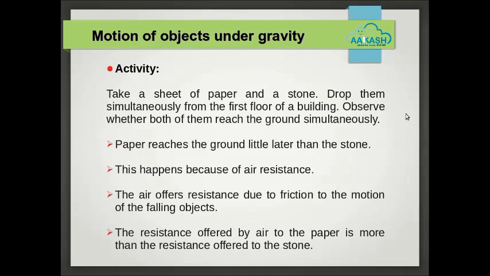For this, we'll perform the following activity. Take a sheet of paper and a stone and drop them simultaneously from the first floor of a building. Observe whether both of them reach the ground simultaneously. You will observe that the paper reaches the ground a little later than the stone, which happens due to air resistance. The air offers resistance due to friction to the motion of the falling objects, and the resistance offered by air to the paper is more than the resistance offered to the stone.